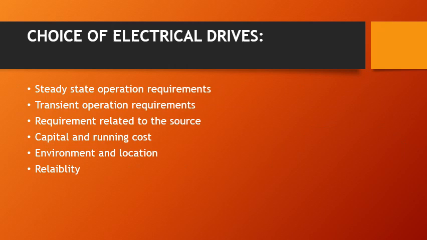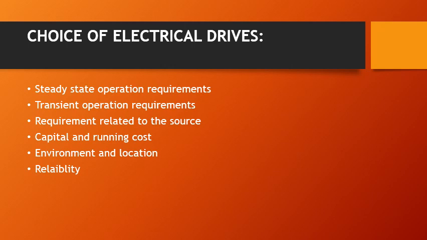The choice of electrical drives is based on a number of factors, that is, the steady state operation requirements: the nature of speed torque characteristics, speed regulation, speed range, efficiency, duty cycle, the quadrant of operation, and speed fluctuation. In the transient operation requirements: values of acceleration, deceleration, and starting, braking, and reversing performances.